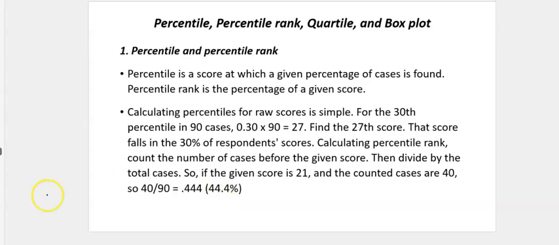So let's see the next slide. But here is also another way to obtain the percentile. If the given score is 21, how do you know how much percent that signifies? You can say the counted cases are 40 out of all of them, and then you divide 40 by 90, and that is 44.4%. So if a score of 21 is about 40, then in this data it is about 44.4%.